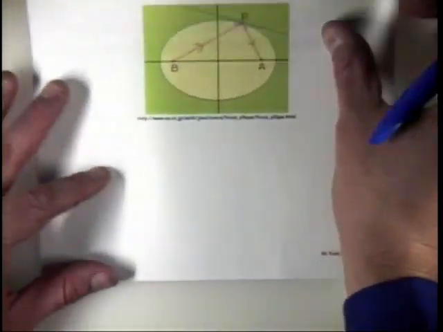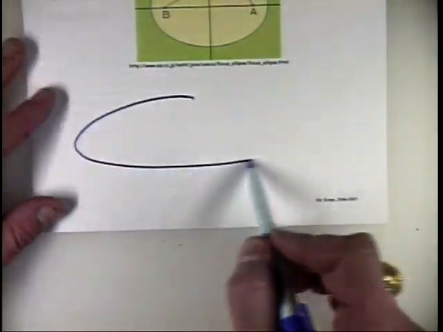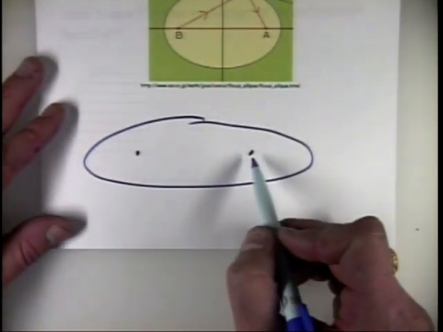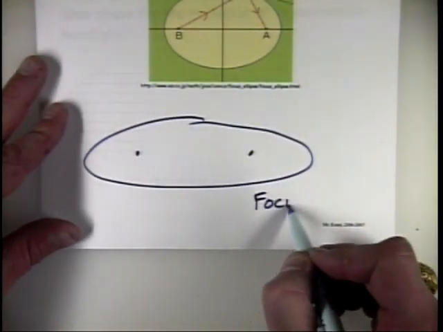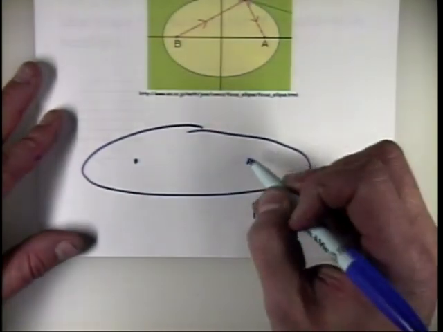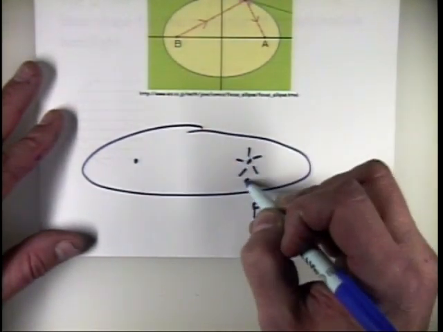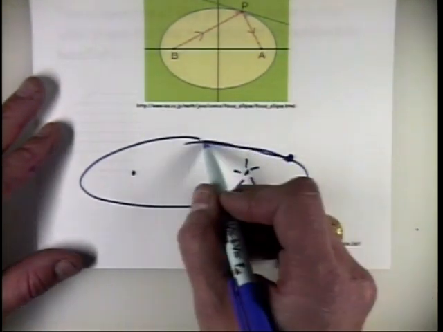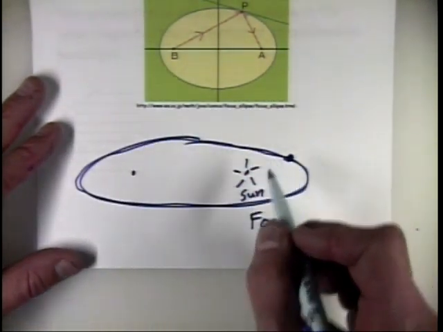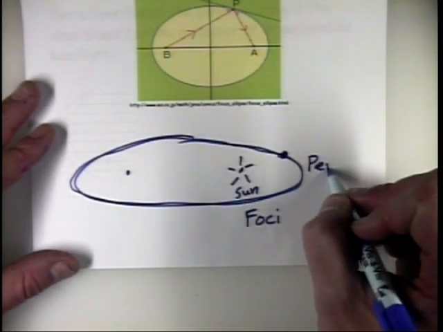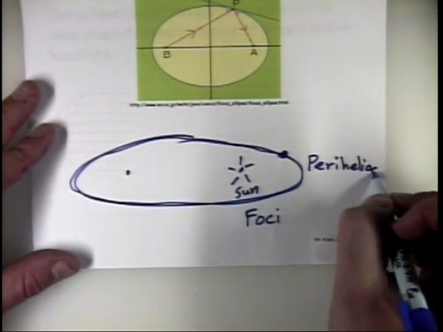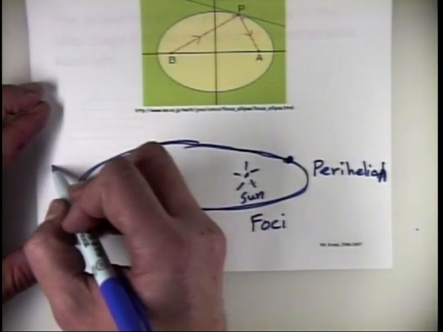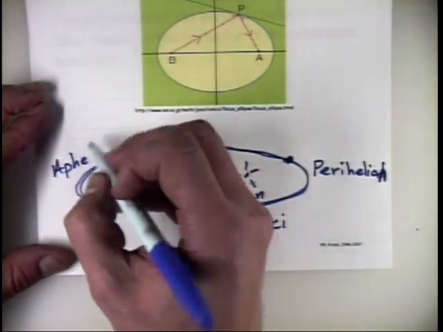Now here's a diagram of what an elliptical orbit is. An ellipse has two special points inside that are not the center, called foci. Each one is called a focus. The sun, in this case the sun will be blue, is at one of the foci, and the planet travels around the sun in this orbit. This right here is called the perihelion. It's when the planet is closest to the sun. And over here, this is the aphelion.